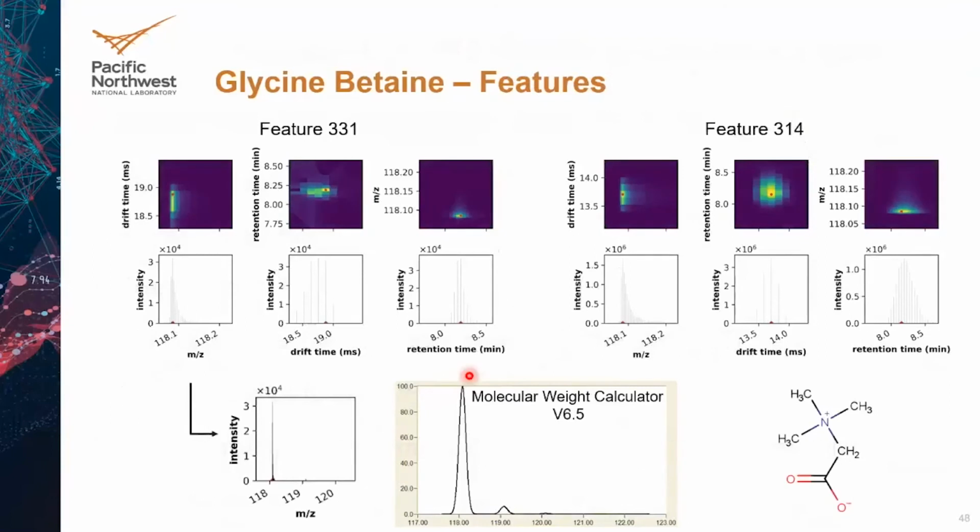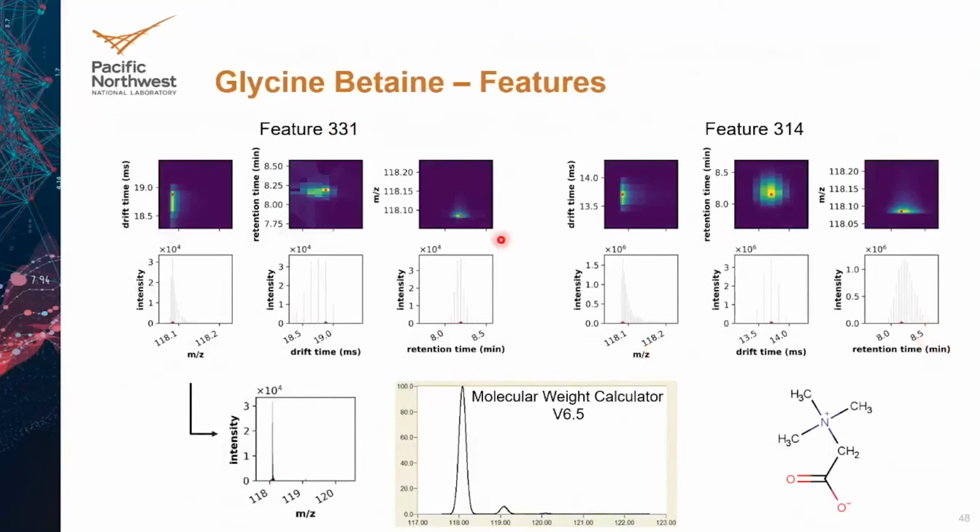This just shows you 2 features that had evidence to support that they could be glycine betaine. They have the same retention time, as you can see here, about 8.25 or 3 minutes, but they have different drift times.